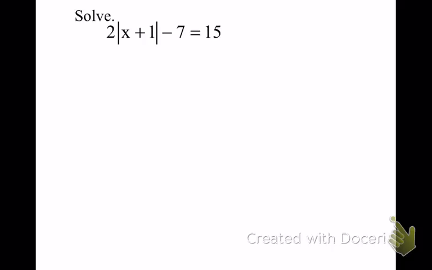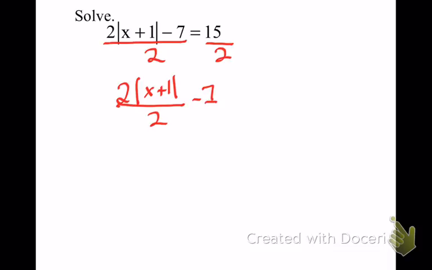Okay, last problem. Peeling it like an onion. What is the easiest thing to undo? Actually, what's the most difficult part to undo? Let's look at the most difficult part. Sam. Dividing by 2, because when you divide by 2, don't write it down, let's look at what happens. You are dividing the whole thing. So you have 2, this is one term, the absolute value of x plus 1, divided by 2, minus 7 over 2 equals 15 over 2. Who wants to deal with those fractions? Right?